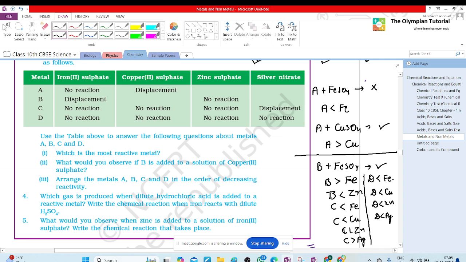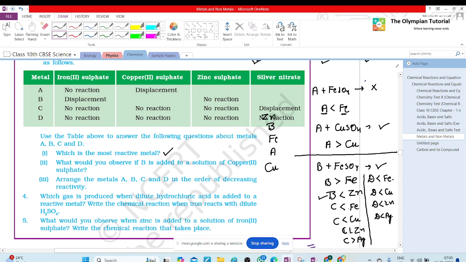Now, which is the most reactive metal? B. We will prepare the activity series. Look, A and Fe. A is less reactive than Fe. Yes. A is more reactive than Cu. B is more reactive than Fe. Yes. B is less reactive than Zn. Correct? Yes.